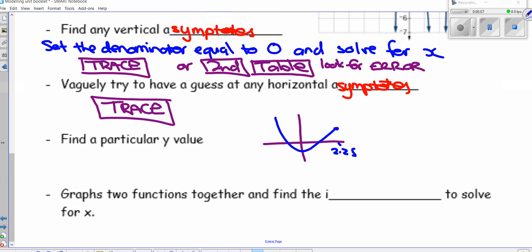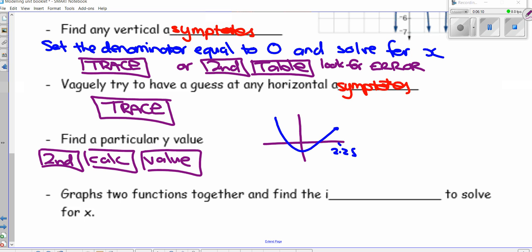So the way to find out its height, if you're doing it on the calculator that is, you go second calc, value, and just put in whatever the x is. So in this case it would be 2.25. And then it'll tell you what the y value, what the height is, for that. So similar to how you found the y-intercept: second calc value and put in 0, because x is 0 at the y-intercept.